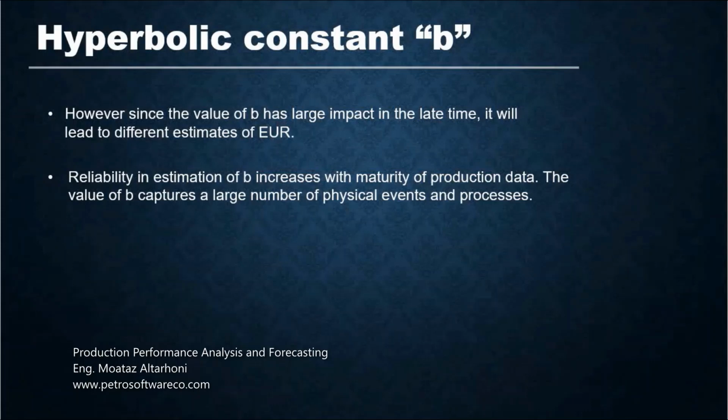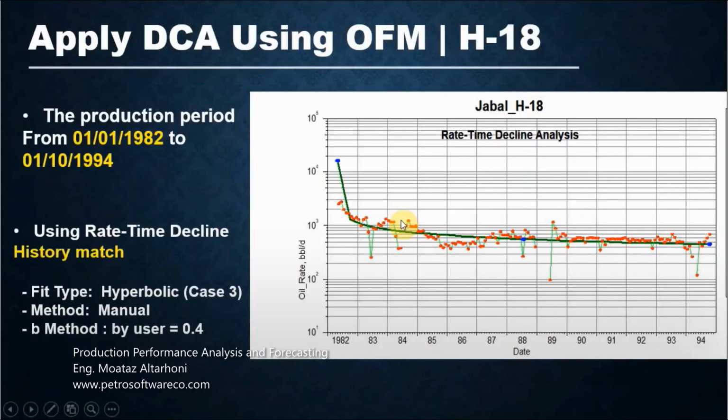The B value increases with the maturity of the production data available. If we have a high effect and need to adjust more data, we need to use a B much higher than 1 to match our data. Here is the application in OFM, and we can see the value of B used is 0.4, set by the user. We can use it by user or by auto best fit, to give us the best optimization value for our B, depending on the best match.